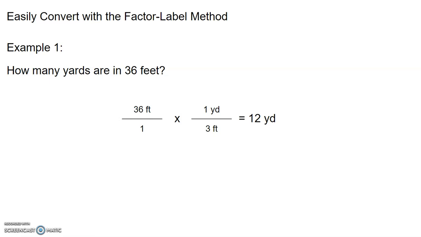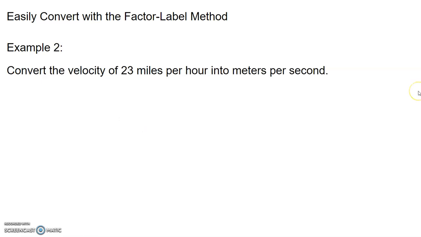Now, for this simple example, you didn't really have to use the factor label method. You could have easily known to just divide by 3 to get 12. But let's look at a harder example. Convert the velocity of 23 miles per hour into meters per second. And these are rate units. This isn't just miles, this is miles per hour. And it's not just meters, it's meters per second.